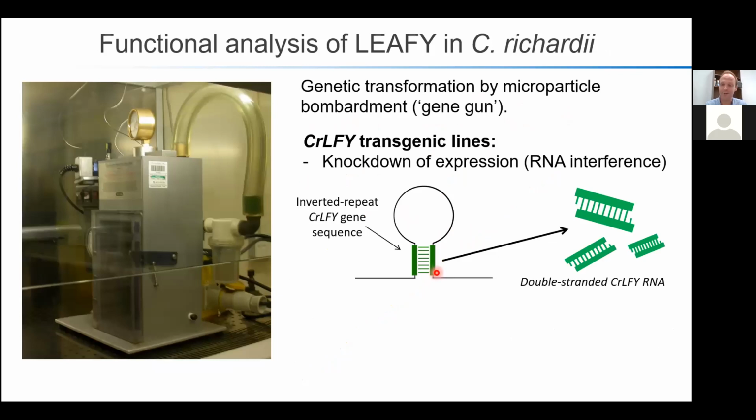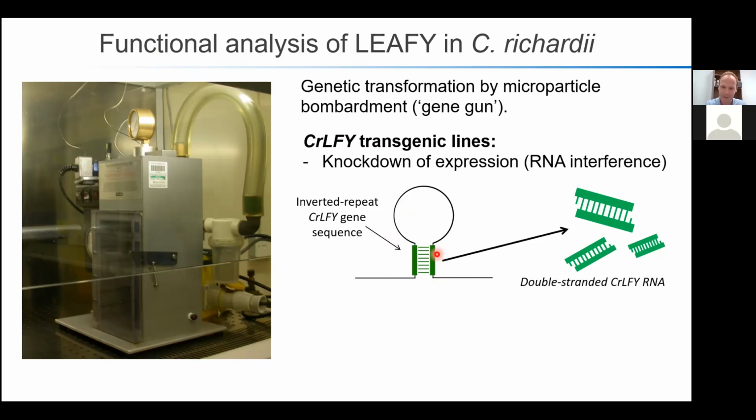So for this, we had to do functional genetic analysis. So Ceratopteris is transformed by a very old school method that's called microparticle bombardment. It uses a bit of kit like this, which is a gene gun. So what we did is we knocked down LEAFY expression in the plants using a technique called RNA interference. So we essentially create double-stranded RNA in the plant that matches the LEAFY gene sequence. The plant picks up on this and mistakes it for a virus, and it then goes and shuts down that gene.